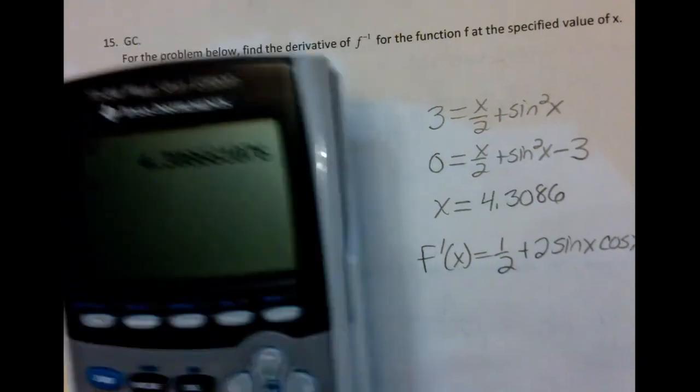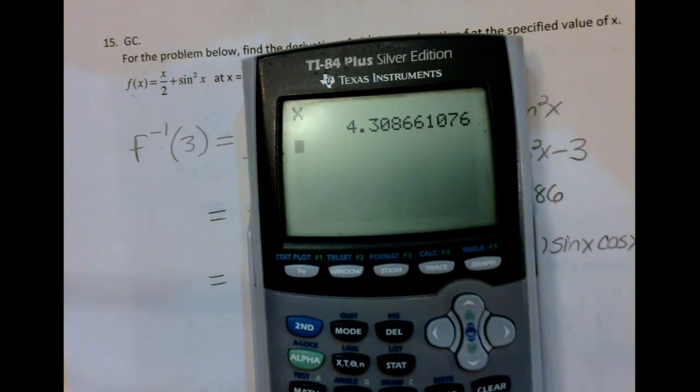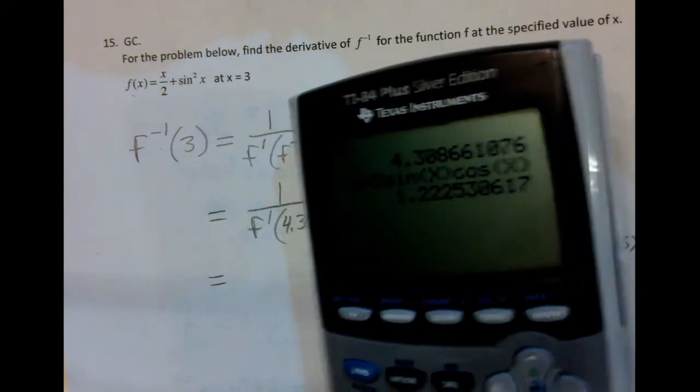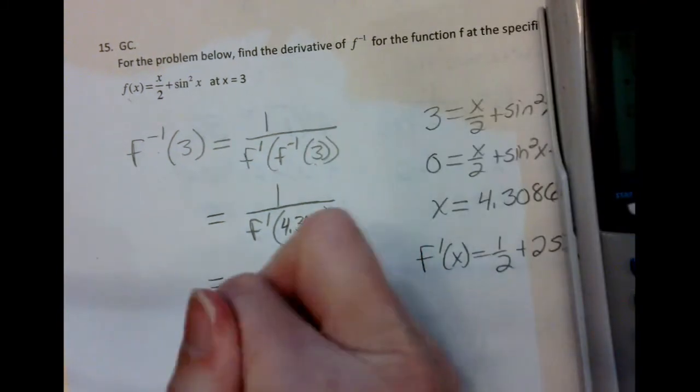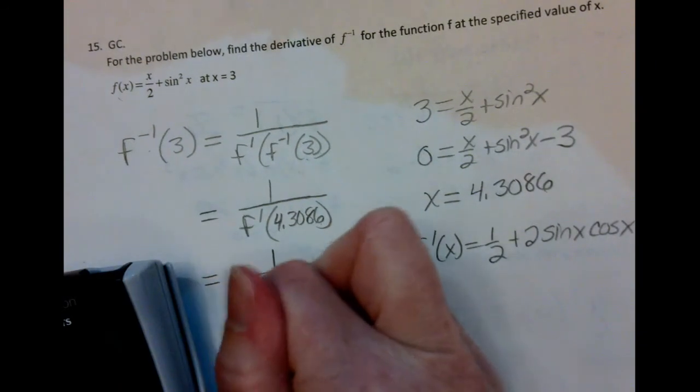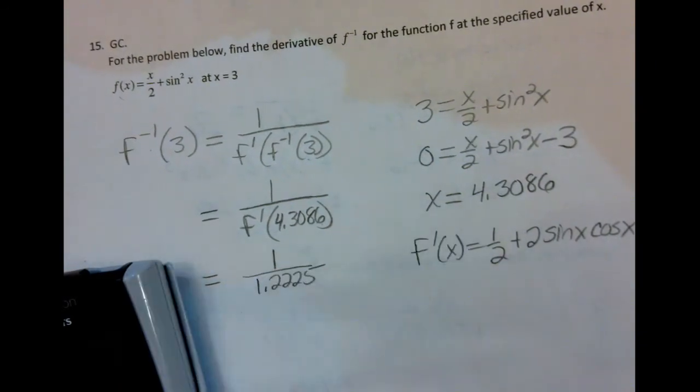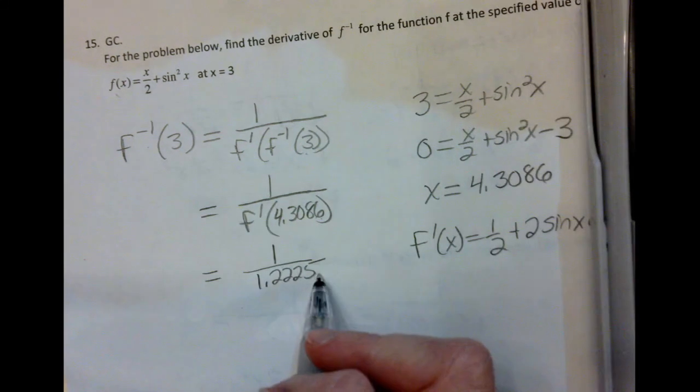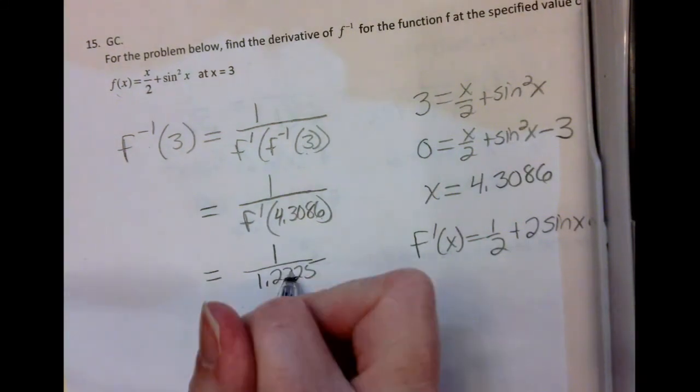Going back to the home screen, I'm going to type in my derivative, 0.5 plus 2 sine x, and remember, it knows what x is, cosine x. It will retain the value from before. I get 1.2225, so it's 1 divided by 1.2225. But again, it's not exactly 1.2225, it's a rounded answer.